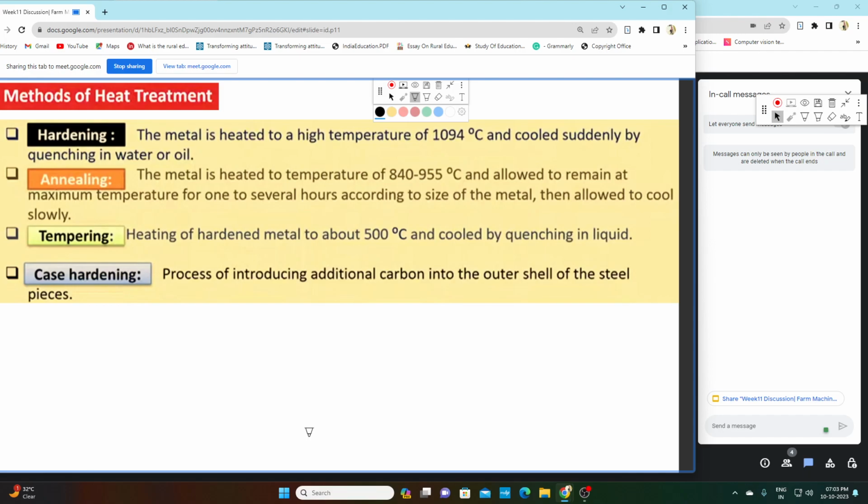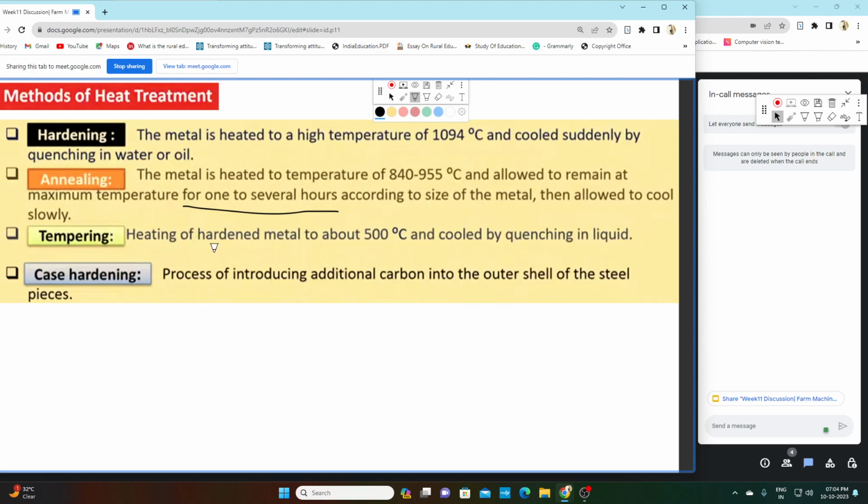Second is annealing. Annealing is where the metal is heated to a temperature of 840 to 955 degrees Celsius and allowed to remain at maximum temperature for 1 to several hours, and then allowed to cool. In hardening we are suddenly cooling it with water or oil, but in annealing we are keeping it for several hours to cool it.